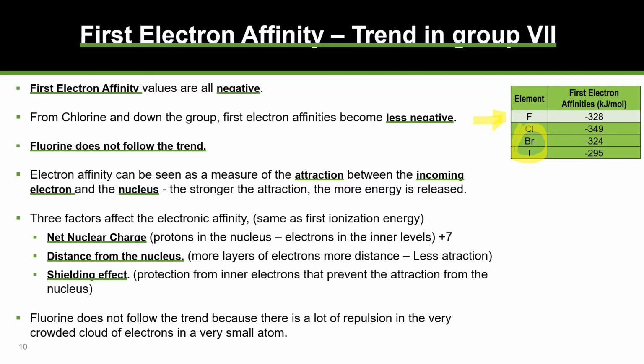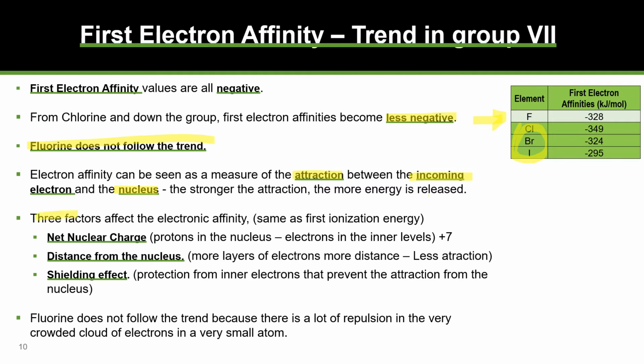From chlorine to iodine down the group, the first electron affinities become less negative. And fluorine, of course, doesn't follow the trend. We are going to analyze that later. The electron affinity can be analyzed as how much attraction we have between the incoming electron and the nucleus of that particular element. The stronger the attraction, the more energy is released. So chlorine has more attraction than bromine and than iodine. That's why the values are more negative.